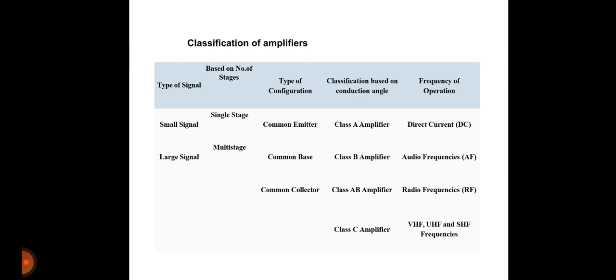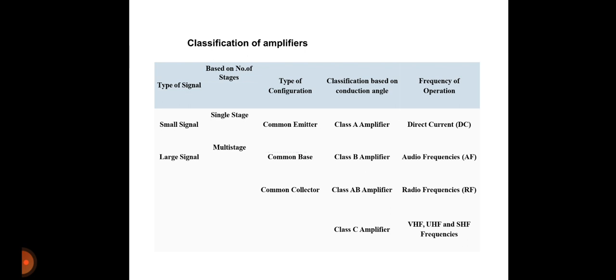Based on coupling methods, we have three types of amplifiers: RC coupled amplifier, transformer coupled amplifier and direct coupled amplifier. In transformer coupled amplifier, the output of first stage is given as input to the next stage through a transformer, hence it is known as transformer coupled amplifier. In direct coupled amplifier, the output of first stage is directly coupled to the input of the next stage. In RC coupled amplifier, the output of first stage is coupled to the input of the second stage through R and C elements, hence known as RC coupled amplifier.